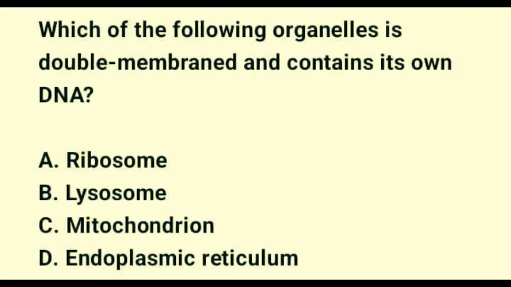Question 8 says, which of the following organelles is double membraned and contains its own DNA? Option A, ribosome. B, lysosomes. C, mitochondrion. And D, endoplasmic reticulum. The correct option is option C, mitochondria.